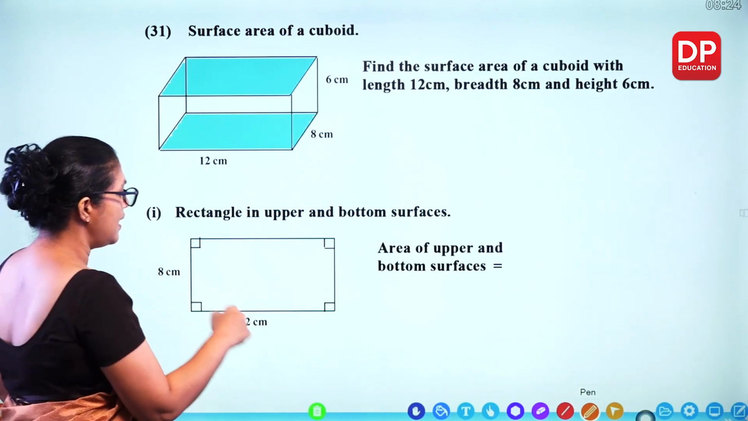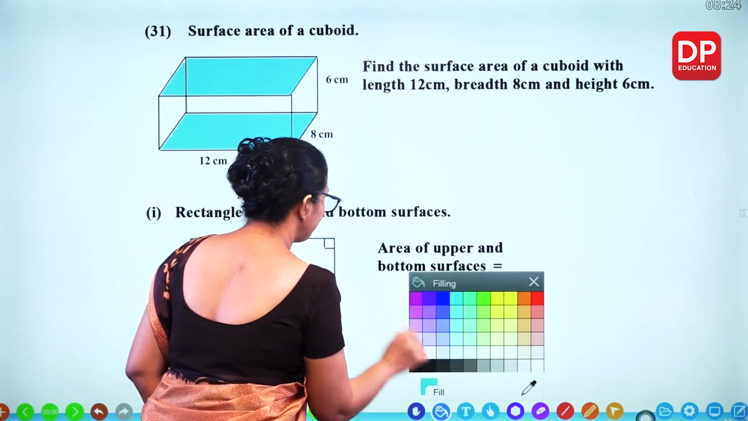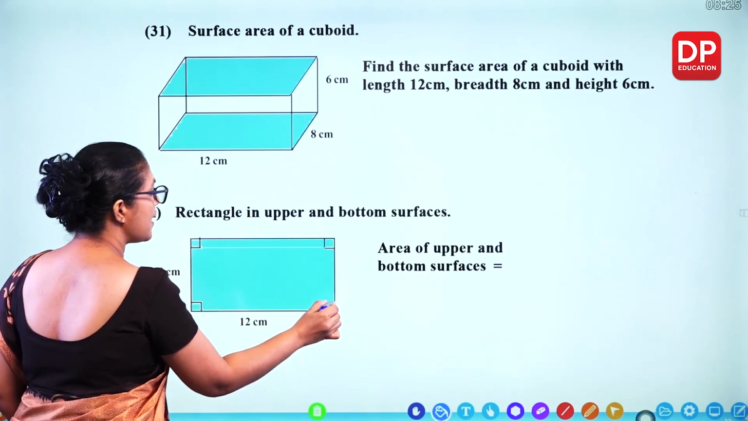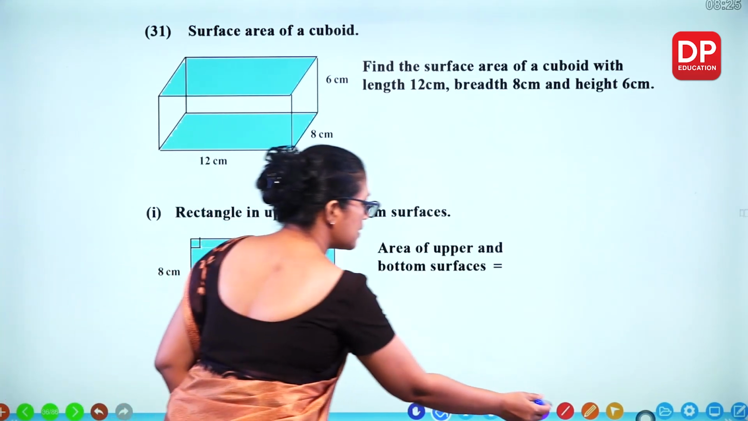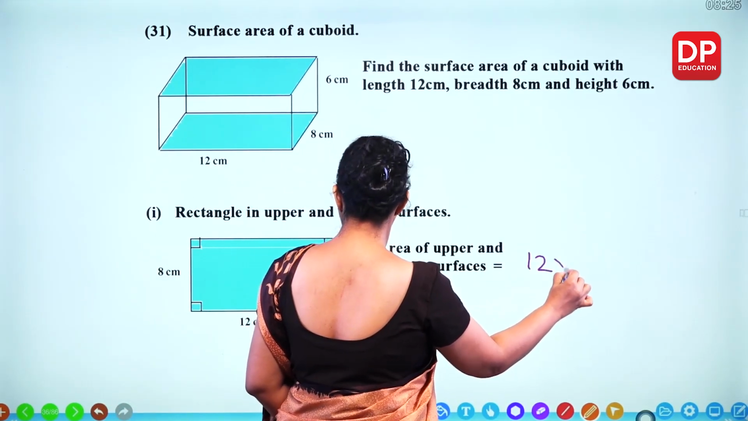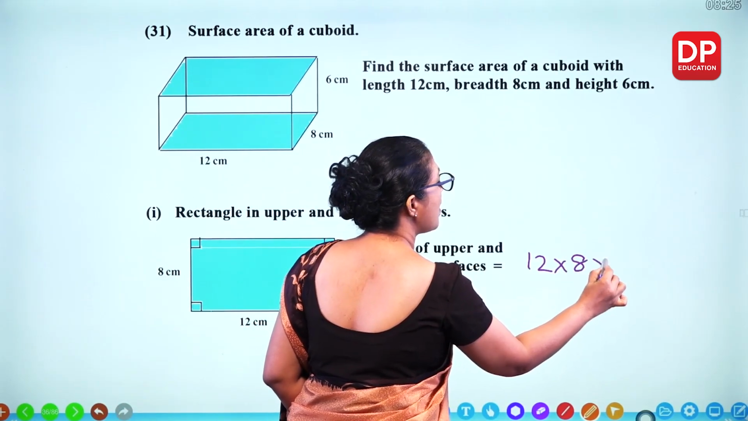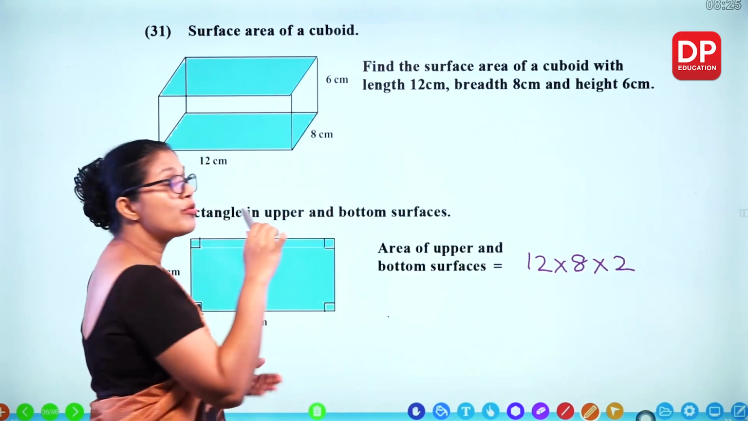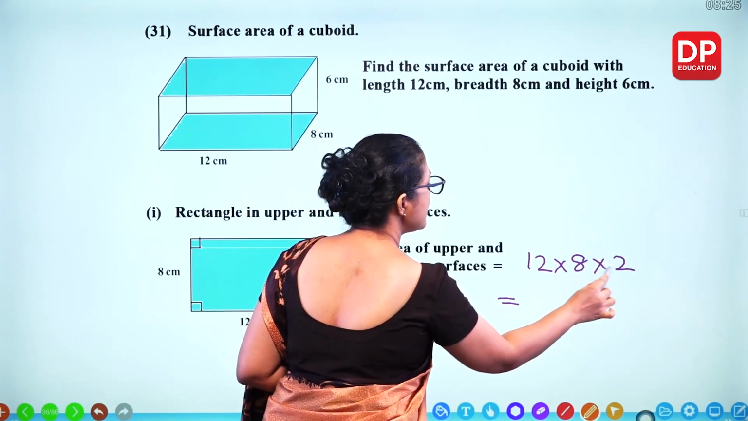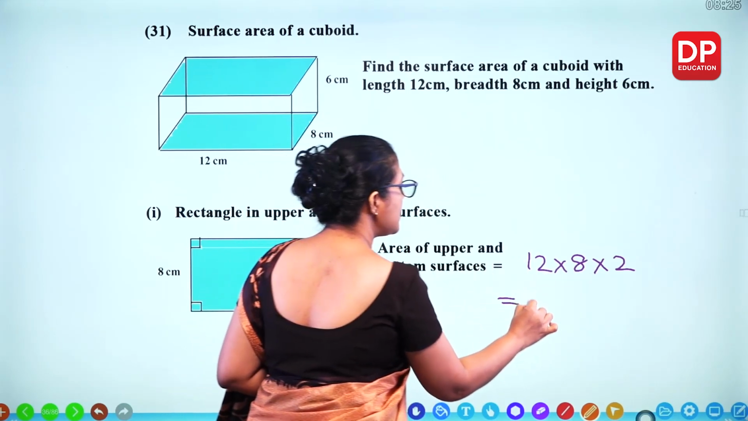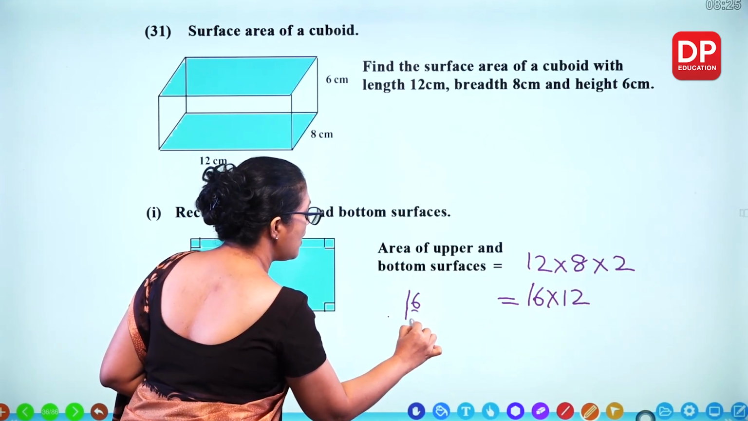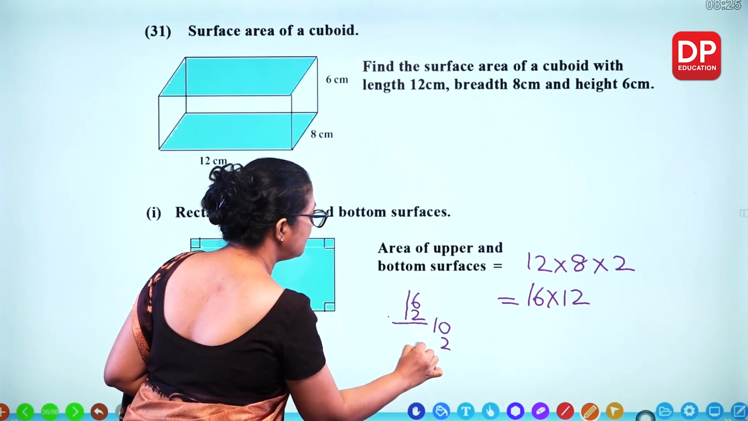So what's the area of the upper part and the bottom part? That's 12 times 8 multiplied by 2, because you get two same areas. 8 times 2, 16 times 12. 16 into 12, 10 and 2.